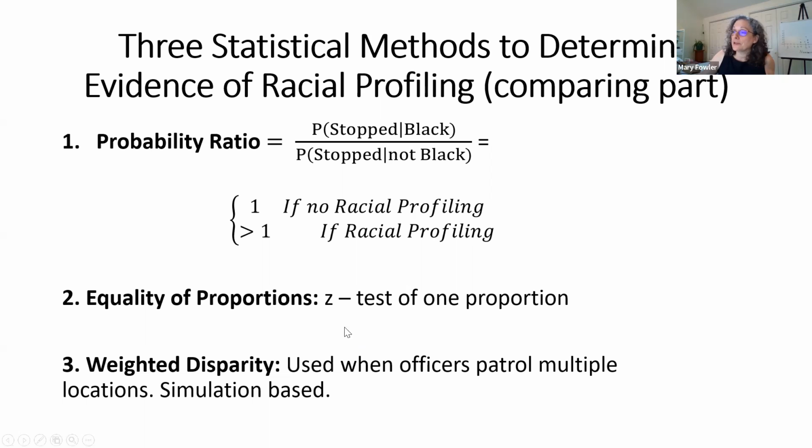The second is the equality of proportions, the z-test of one proportion. And we went over that initially with the simulation, and it yielded a p-value. And then the z-test uses the normal approximation to the underlying probability structure of pulling jewels from the bag. And then finally, the weighted disparity. And this is helpful, particularly when the officer's patrol area contains multiple locations, and that is a simulation-based result.